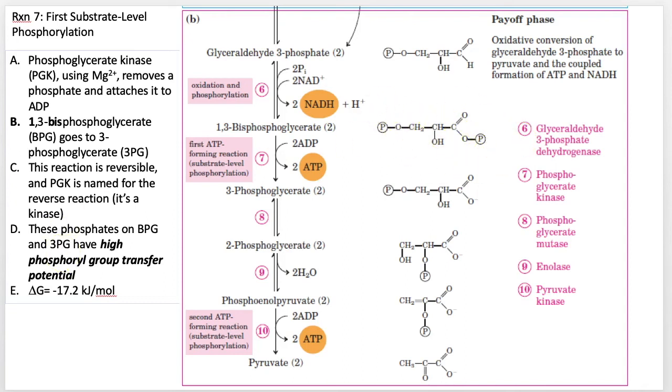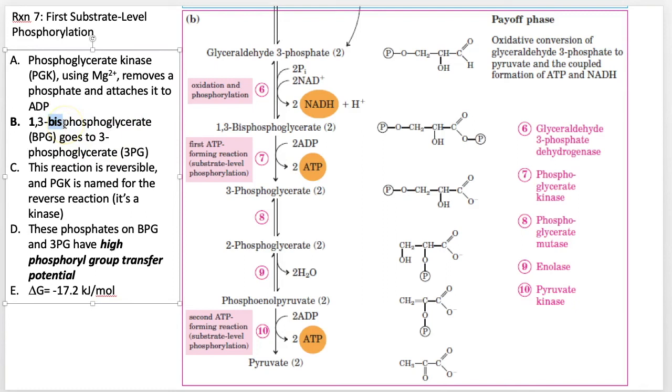And so the first one that does that is PGK. Phosphoglycerate, because that's what this is, kinase. PGK is going to use some magnesiums to hold onto those phosphates, and I'm going to show you a picture of what it looks like in a second. We're going to take that phosphate off, stick it onto ADP, and make ATP, and that's going to then become 3PG. It was 1,3-bisphosphoglycerate.